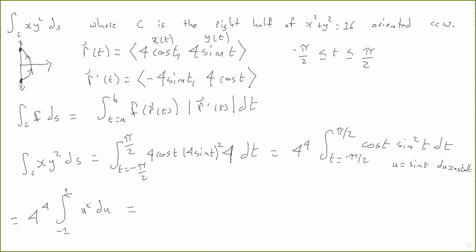Okay, and now the antiderivative of u squared is u cubed over 3. So this is going to be 4 to the power of 4 over 3 times 1 cubed minus minus 1 cubed. And this is just equal to 2 times 4 to the power of 4 over 3. And 4 to the power of 4 is 256. 2 times 256 is 512. So this is 512 over 3.